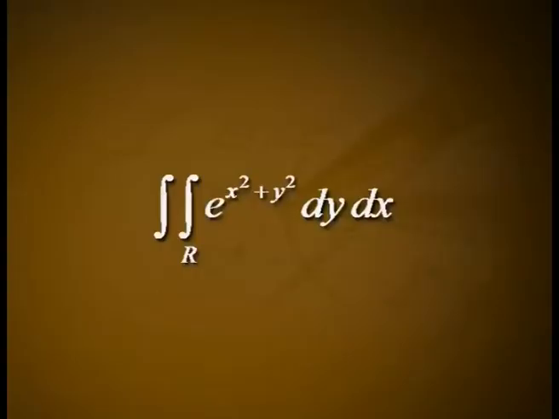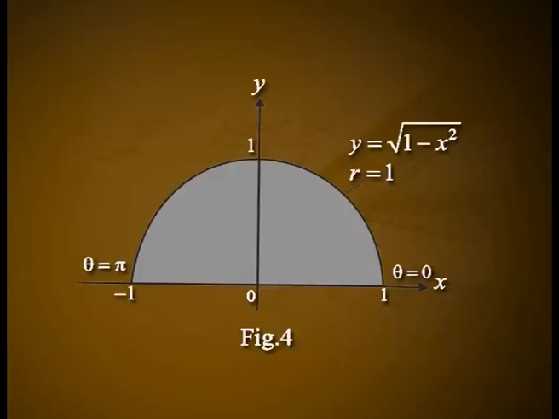where G denotes the region of integration in polar coordinates. Example 5. Evaluate double integral over R of e^(x²+y²) dy dx, where R is a semicircular region bounded by the x axis and the curve y = √(1 − x²). Solution. The shaded portion in figure 4 is the given region R. In Cartesian coordinates, the integral in question is a non-elementary integral and there is no direct way to integrate e^(x²+y²) with respect to either x or y.